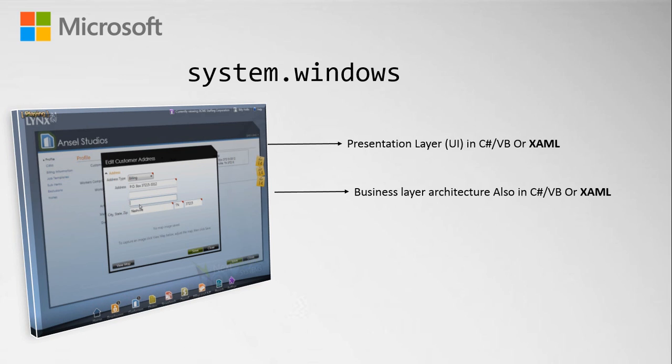But in WPF, we can create a Window, which actually exists in the System.Windows namespace, where you can design your presentation layer majorly in XAML. Also you can write your business logic in the programming languages which you were using earlier. That means it could be C# or VB. And there is data binding in XAML also.